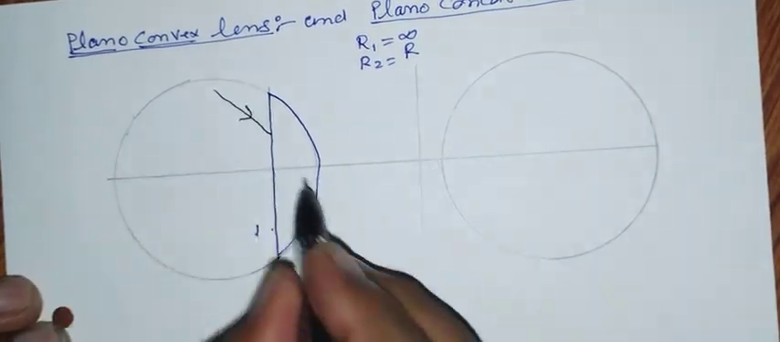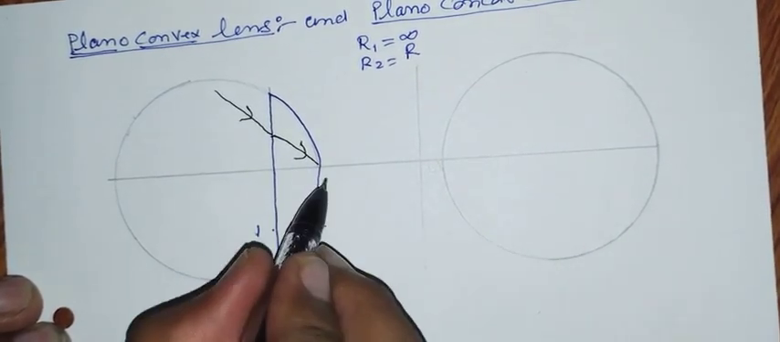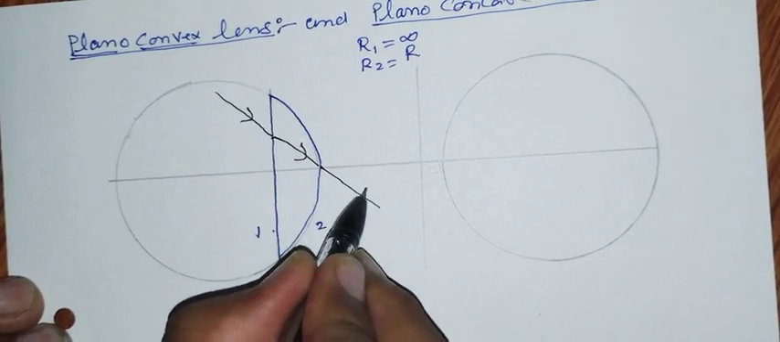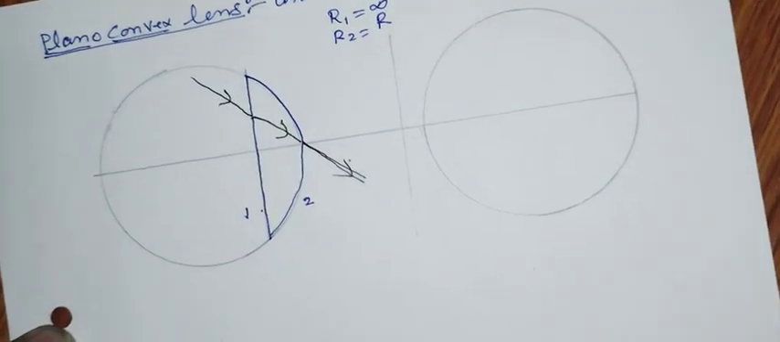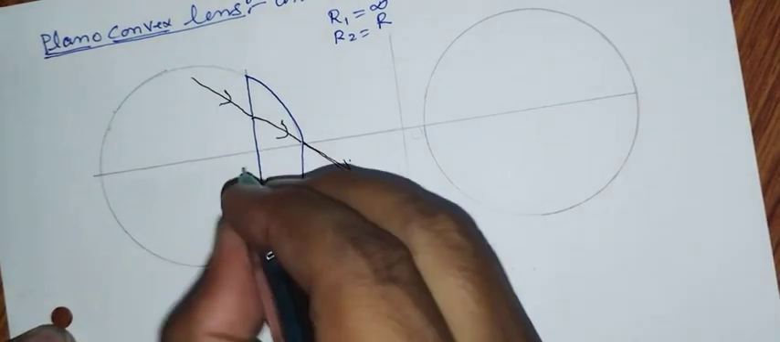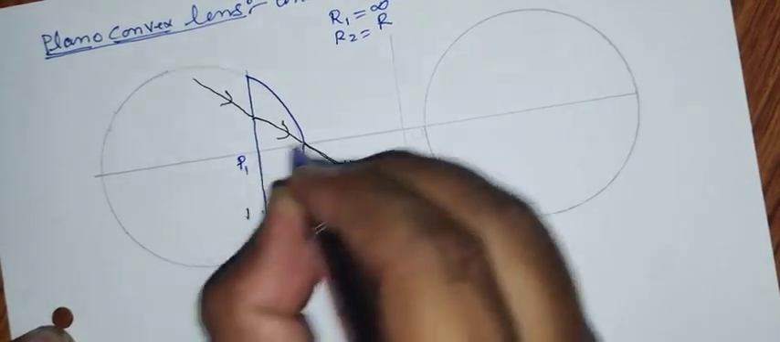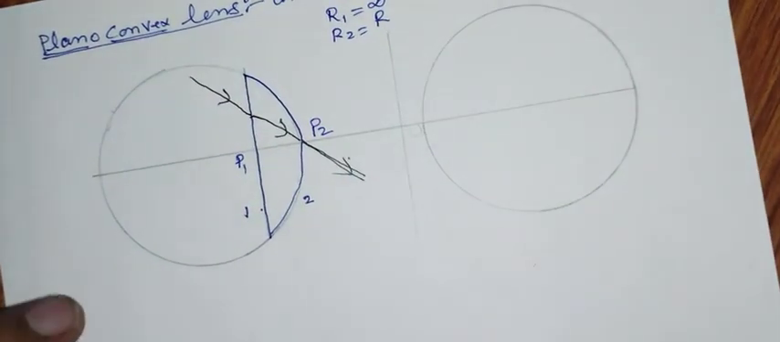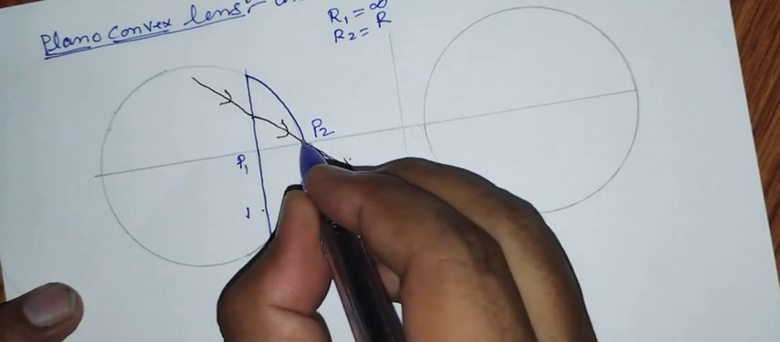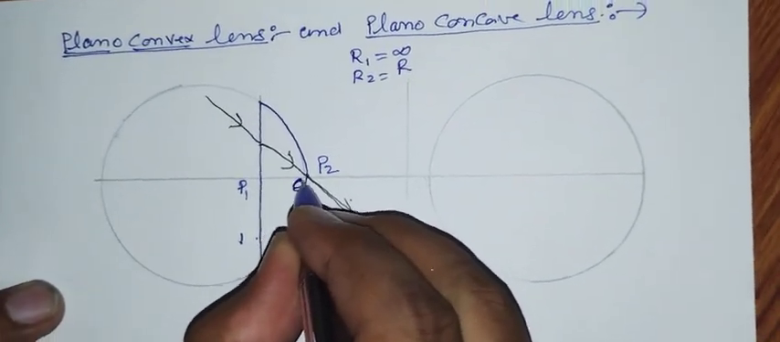Incident ray, refracted ray, emergent ray. Emergent ray here. The point P1 is here, P2 is here. Center of curvature, optical center, C just lies here.